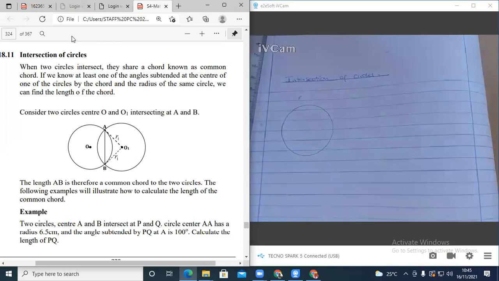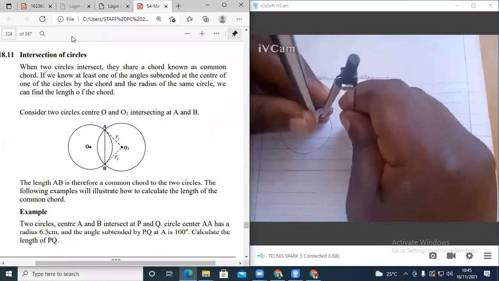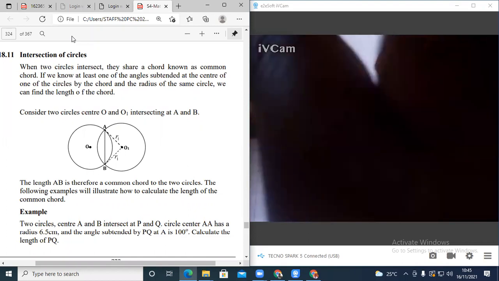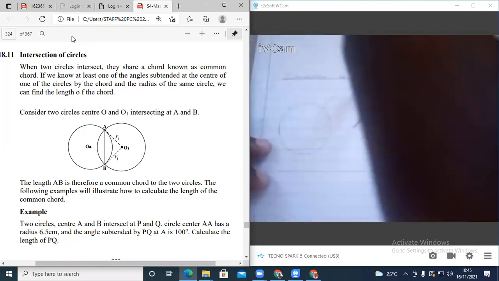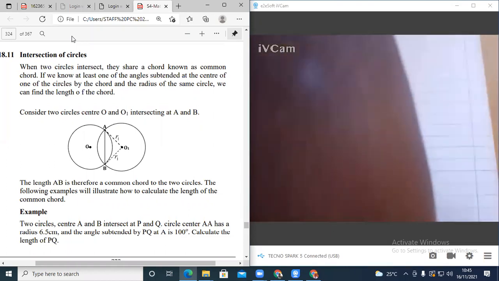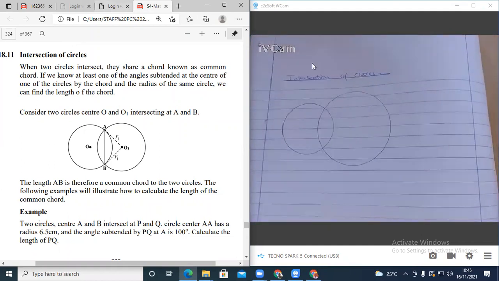So I've drawn the first circle. Let me draw the second circle. Show you what they are talking about. So the second circle, let me draw it bigger than the first one. Okay, we have those two circles.